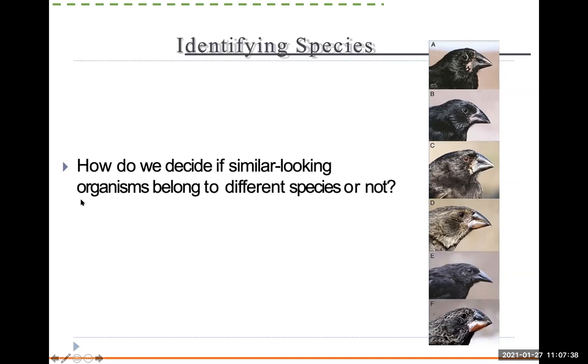Different species. I want to know why you guys think that. Jay, why do you think they're different species? Well, they look like their heads are shaped different for different purposes. Different colors. Okay, also, someone said different colors. Now, humans, we have different skin colors. Are we considered different species? No, right? We're still considered the same species.